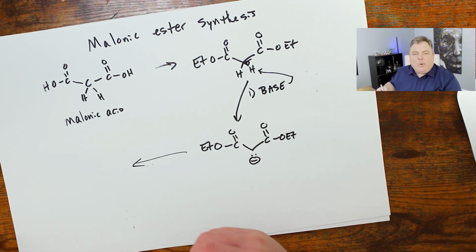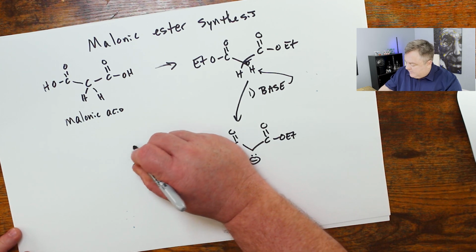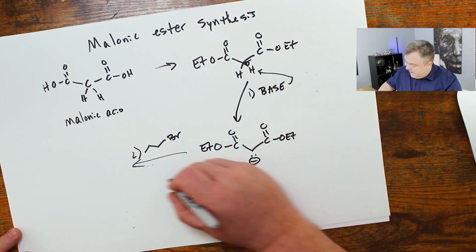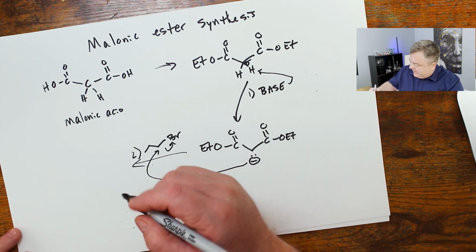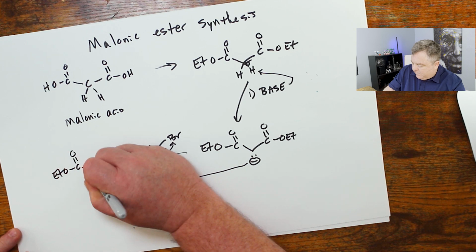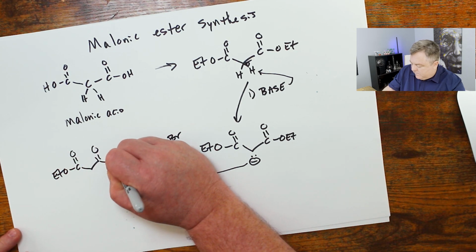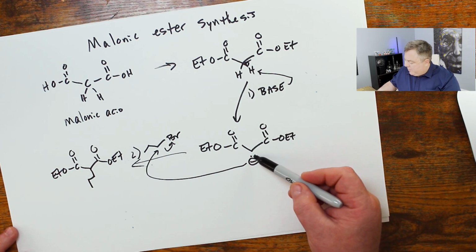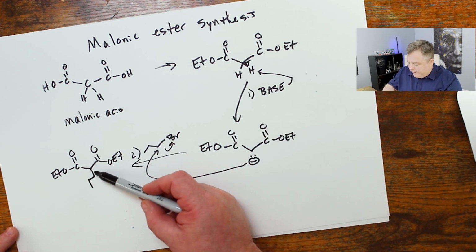Then it can undergo an SN2 style reaction. Let's pick one like propyl bromide. I can backside attack, electrons leave. So the propyl group now is on this carbon, 1, 2, 3.